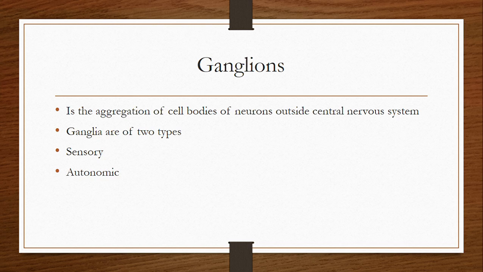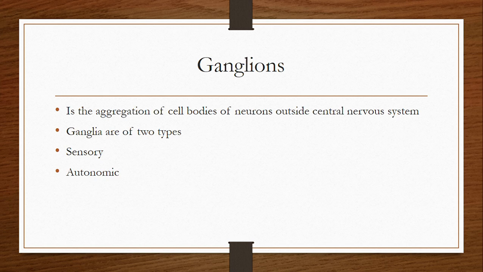Examples are the dorsal nerve root ganglia of the spinal nerves and the sensory ganglia of the cranial nerves. The dorsal nerve root ganglia are present in relation with the spinal nerves emerging from the spinal cord. At the position of origin of spinal nerves, there are two roots, the ventral root and the dorsal root, joining together to form a single spinal nerve.